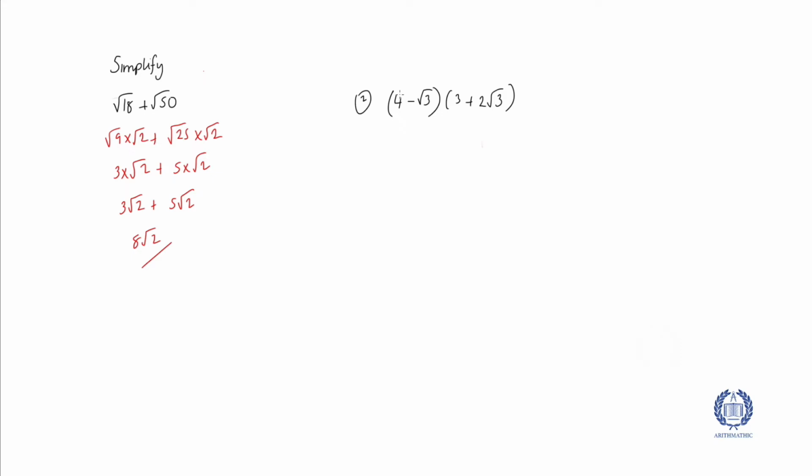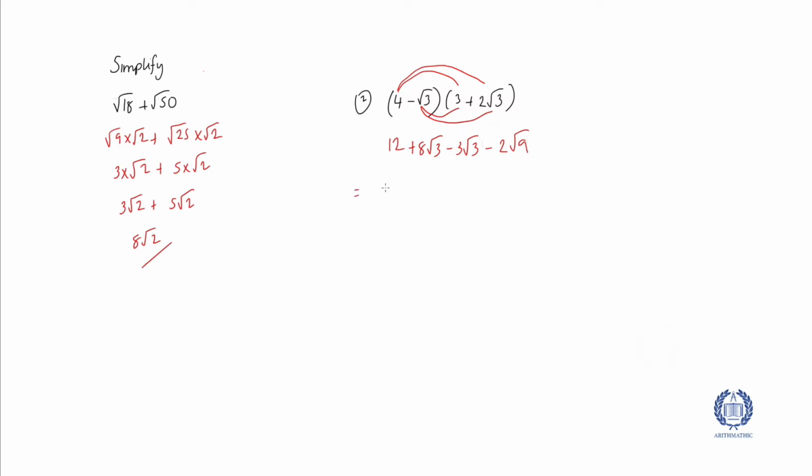Now, if we look at this, we're going to do 4 times 3, which is 12. And then we're going to do 4 times 2 root 3, which is 8 root 3. And then we're going to do minus root 3 times 3, which is minus 3 root 3. And then minus root 3 times 2 root 3, which is minus 2 root 9.